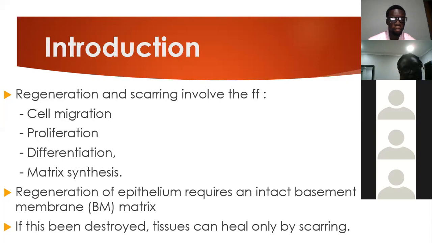The connective tissue matrix is like the cement or the glue that binds the connective tissue together. And all these processes require an intact basement membrane. If the basement membrane is absent, then regeneration cannot occur. Then the tissues will heal by scarring, and you see that a scar has been formed at the site of injury.